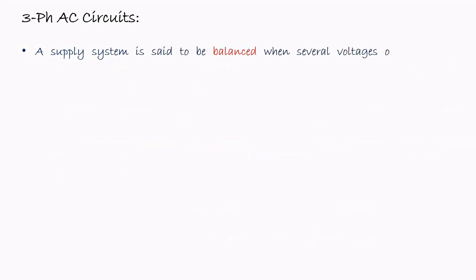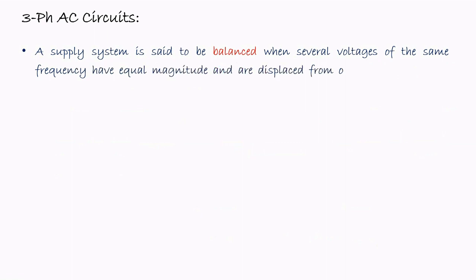Three-phase systems can be balanced or unbalanced. So let's see the definition of balanced and unbalanced systems. A supply system is said to be balanced when several voltages of the same frequency and equal magnitude are displaced from one another by an equal time angle. For example, for a three-phase system, as we have discussed, the phase displacement should be 120 degrees apart from each other. In this case, the supply system will be considered a balanced system.